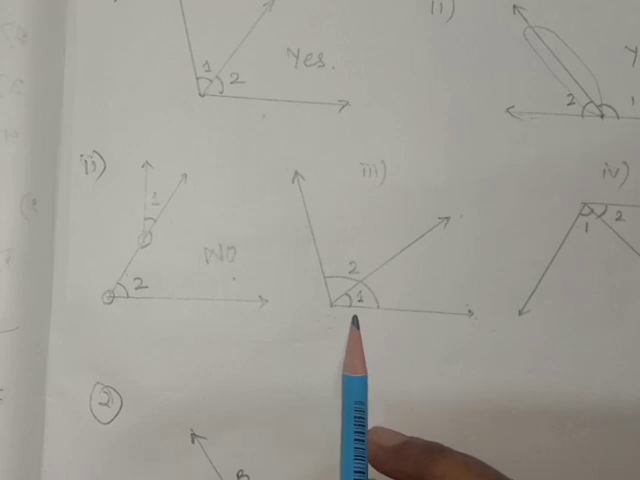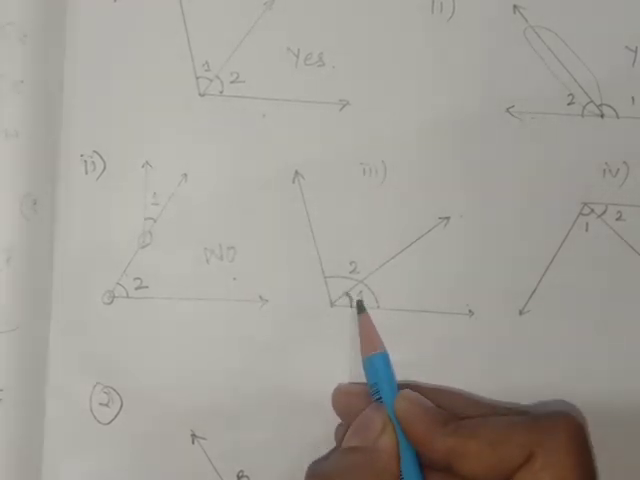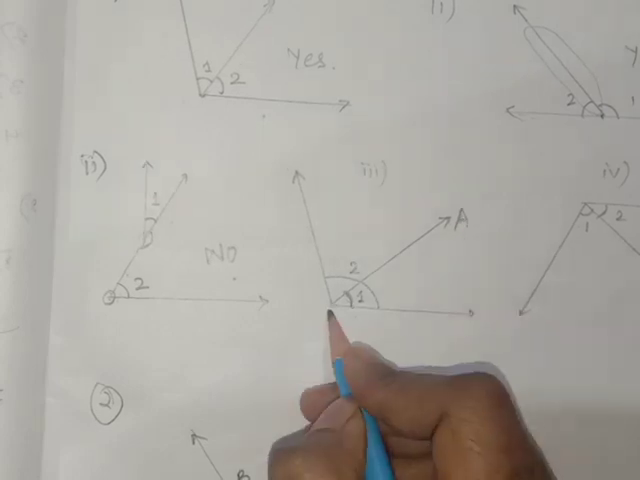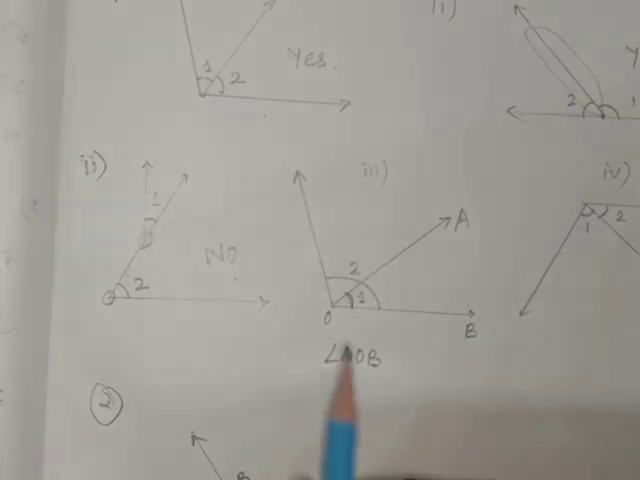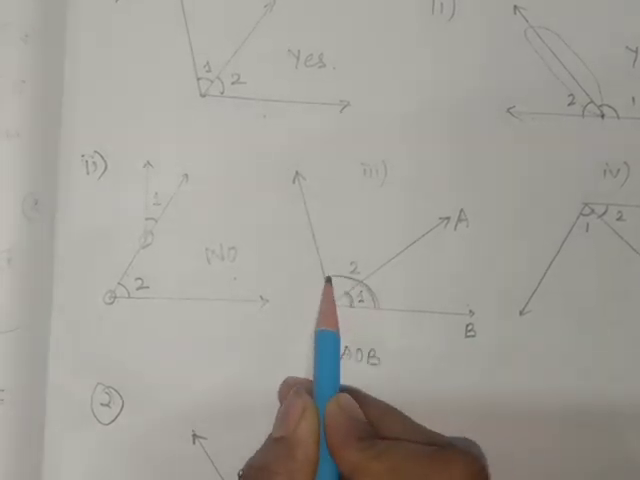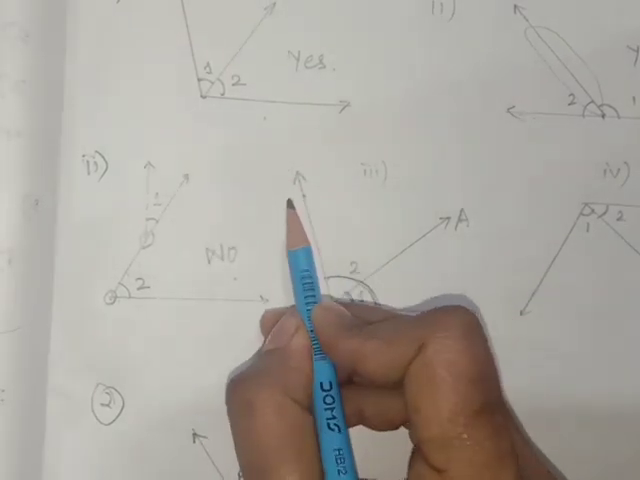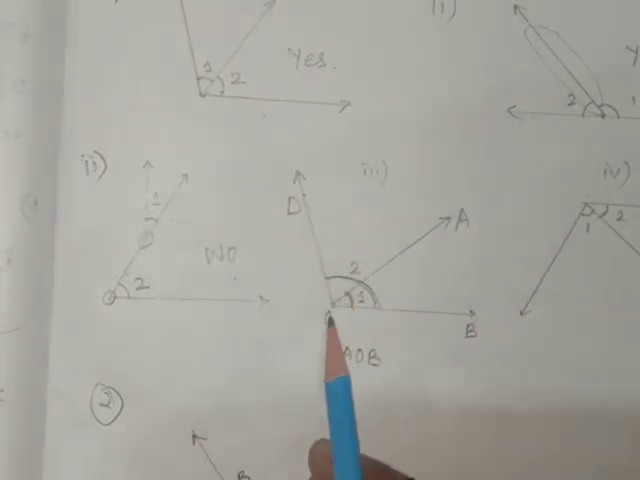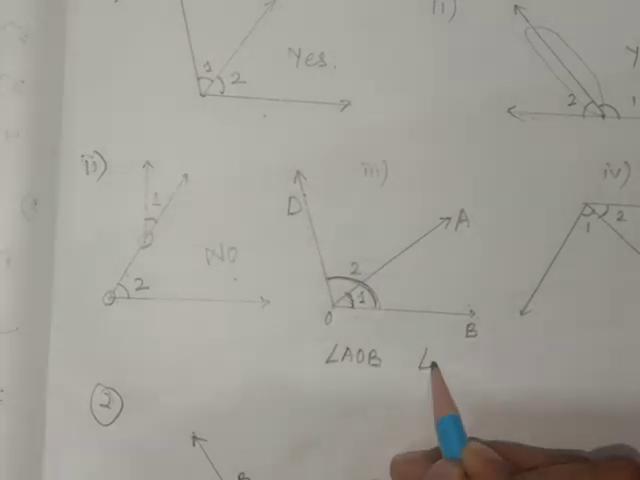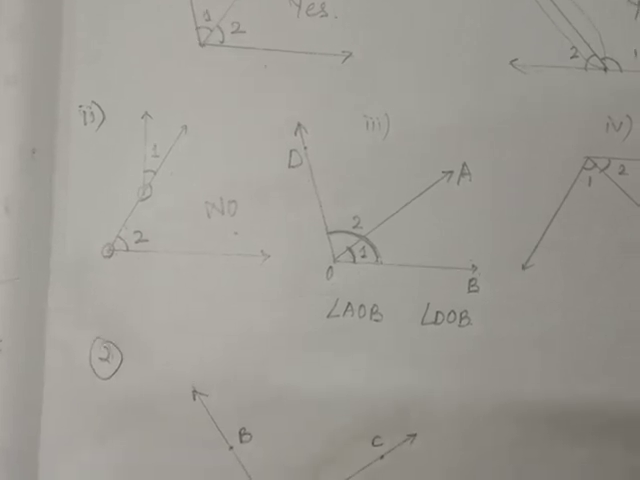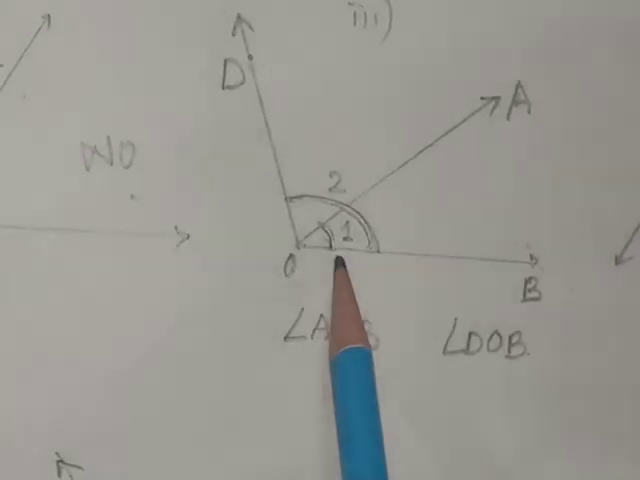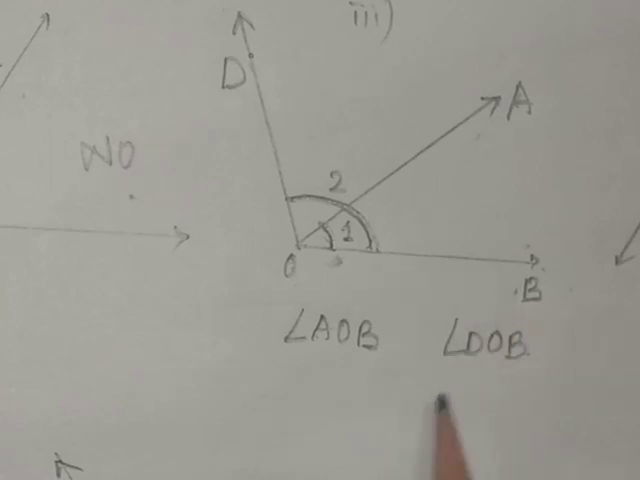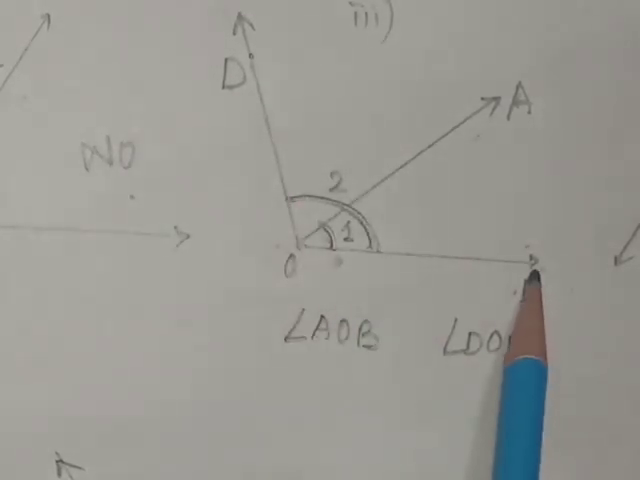Here let us check it out. Angle 1, let us name it AOB. This is our angle AOB, and this is the complete angle they have given. And if we mark here D, what will it be? It will be angle DOB. Now see that here. First angle 1 is angle AOB. Second angle is angle DOB.